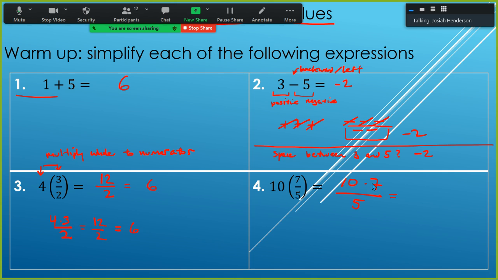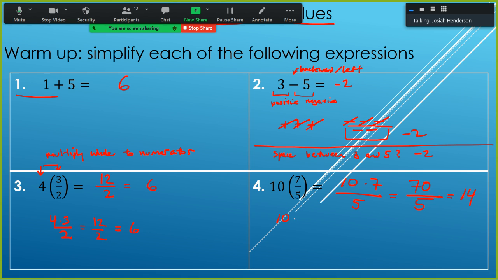So if we multiply those two top numbers, we get 70, right? Then try dividing by 5. That's a big one. I don't have that memorized. How do I figure it out? I use a calculator. 14. Now, what's another way to think about this?